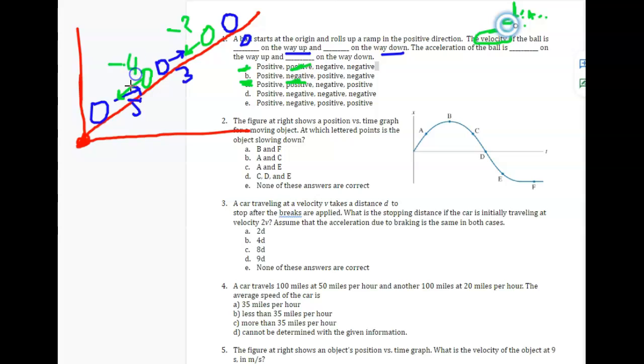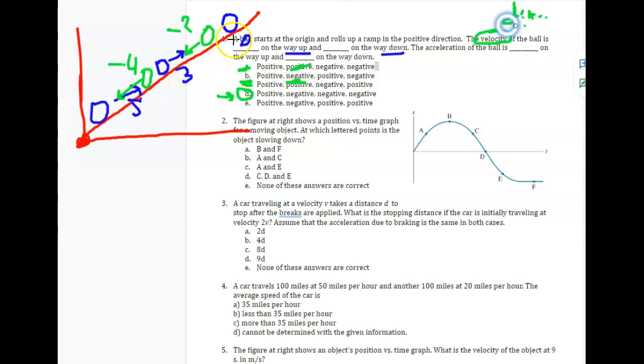And so if we think about this, how is the velocity changing? Well, it's getting less and less, and then as we go on, it's also getting less and less. So the acceleration of the ball on the way up and the way down is opposite to the positive direction. So it's going to be negative, negative. So it looks like the only one that works here is D. D is our answer.